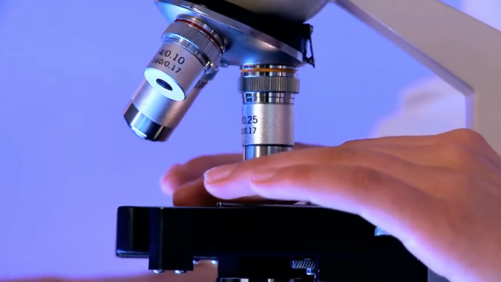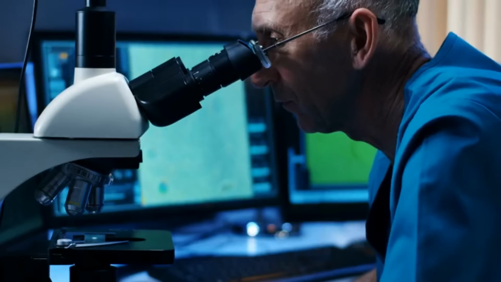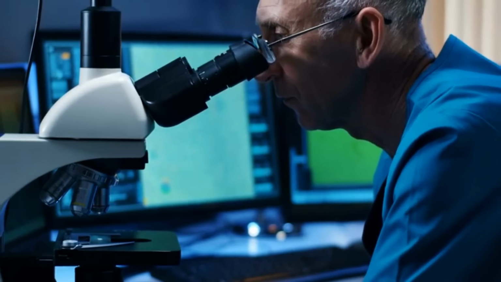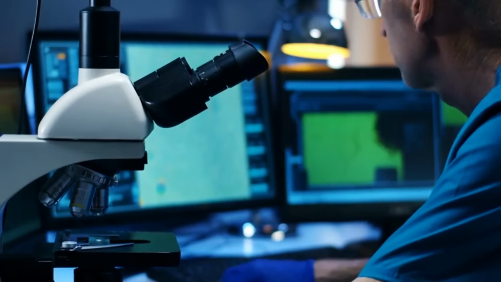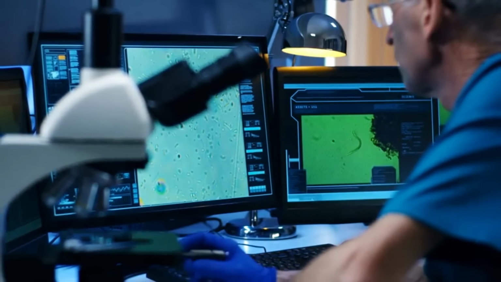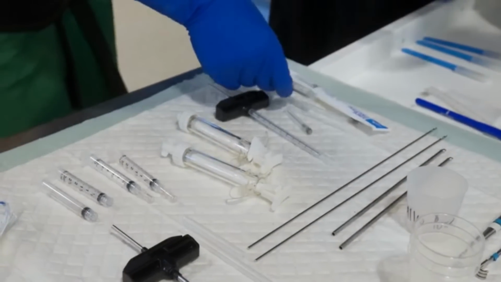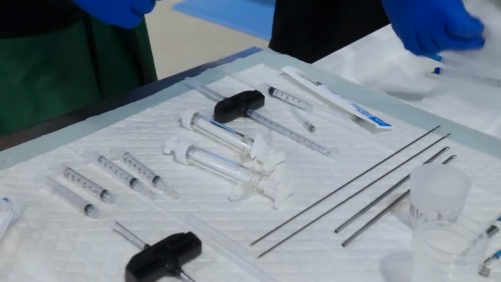Which sample type would require high-speed centrifugation? The student selects platelet-rich plasma preparation. Correct. Preparing PRP from whole blood requires very high speeds, up to 3000 rpm, to effectively separate platelets from other blood components. Well done.